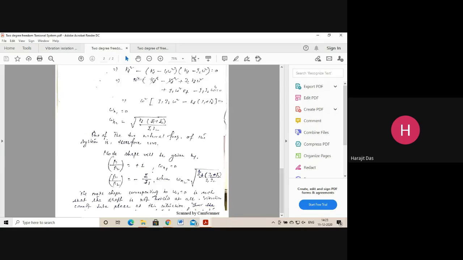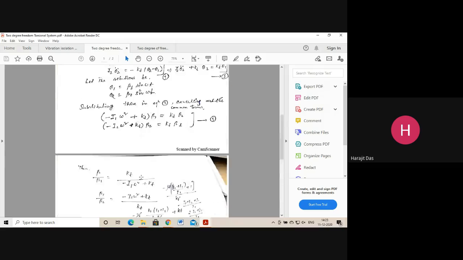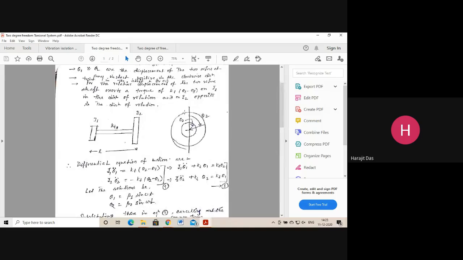So here it is written, the mode shape corresponding to omega n1 equals 0 is such that the shaft does not twist at all. Okay, so here when omega n1 is equal to 0, the shaft does not twist. You can also feel that. If there is no natural frequency in this shaft, will the shaft twist? It will not twist, isn't it?